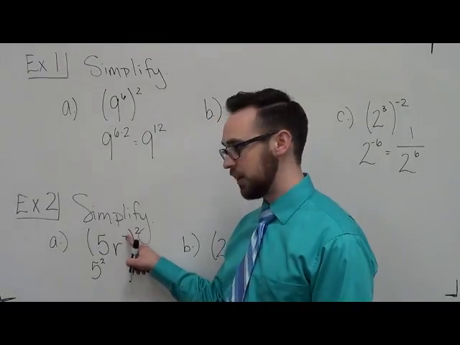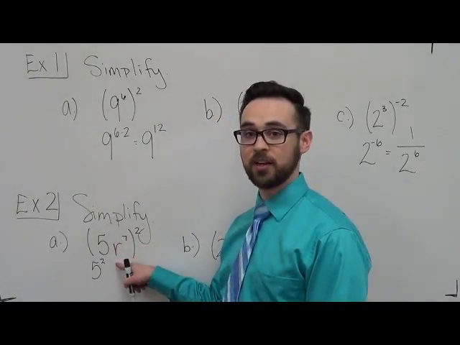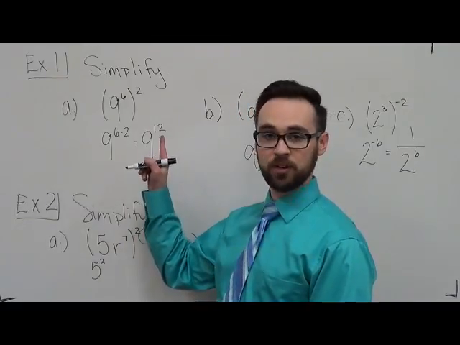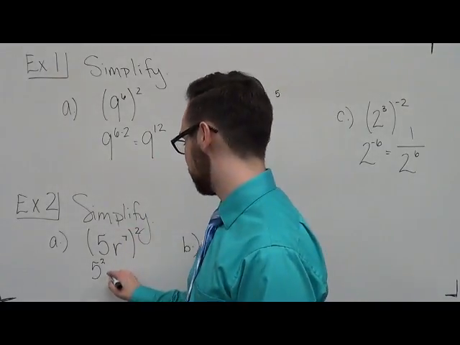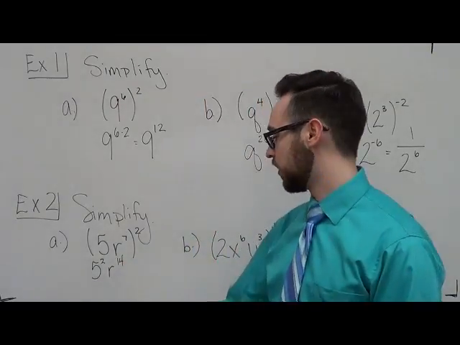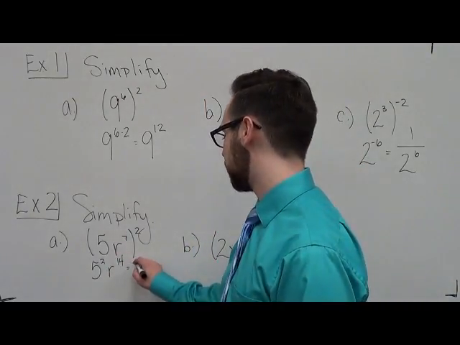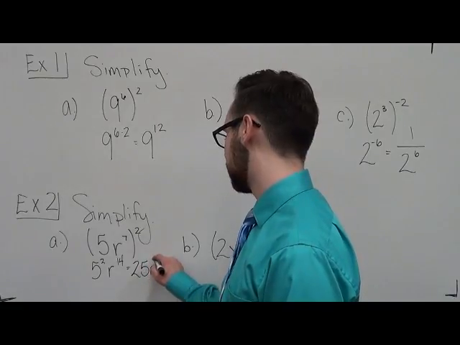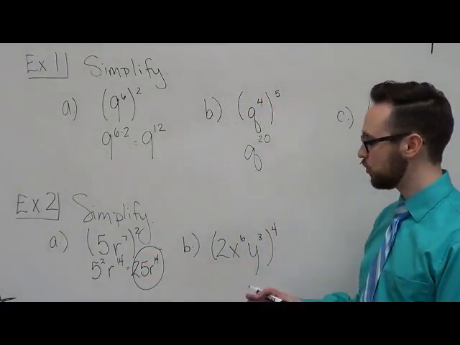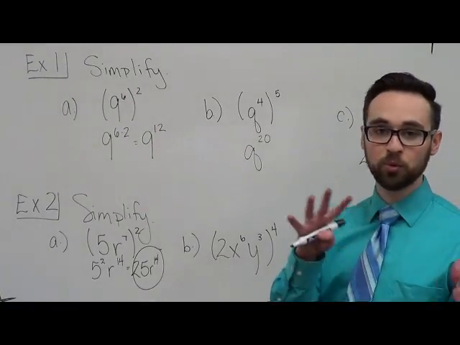Now this one already is an exponent. So that now tells me I have r to the 7th squared, which what do we do up here? We multiply. So that gives me r to the 14th. So if you want to multiply that out, because we know what 5 squared is, that would give us 25r to the 14th. So not too bad there, just multiple rules now coming in.